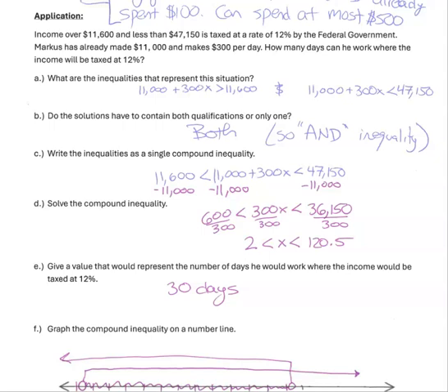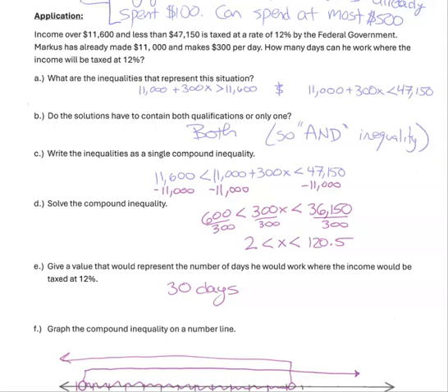That's talking about the number of days that he's going to be working where his income is going to be taxed at 12%. So it says, give an example of a number of days where he's going to be paying 12% on his income. Well, any number that is greater than 2 and less than 120.5 is going to be taxed at 12%. So one of those answers was 30 days, another one was 52 days, another one was 120 days. 2 is not, because this is not x is greater than or equal to 2, it is x is greater than 2. So there we go.